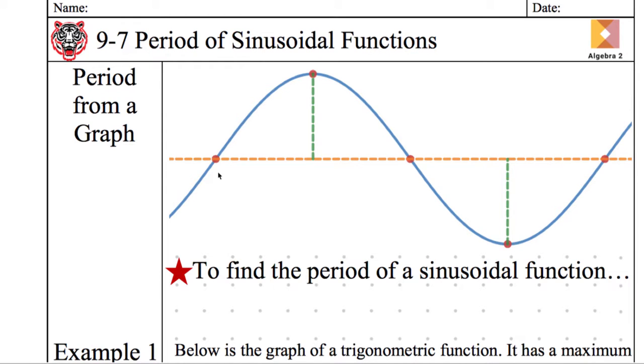So a period is how long it takes for the entire function, sine or cosine or tangent or whatever trig function you're talking about, to repeat. How long does it take to repeat itself? That's the idea of a period. So when we look here, you can clearly tell.